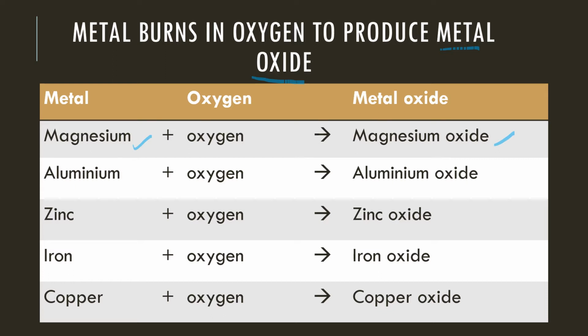The same goes for other metals like aluminium. It will form aluminium oxide when reacting with oxygen. Zinc forms zinc oxide. Iron forms iron oxide. And copper when reacting with oxygen will form copper oxide.